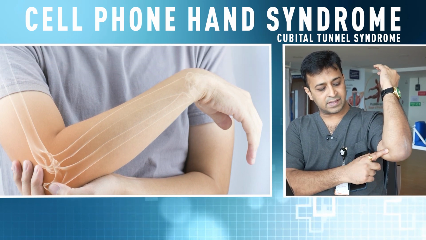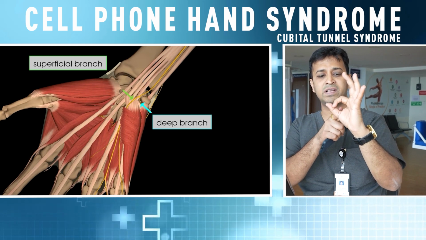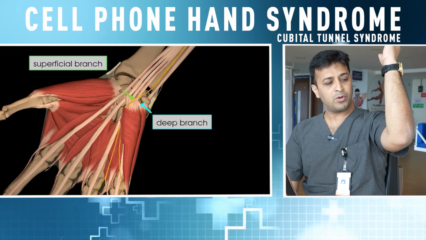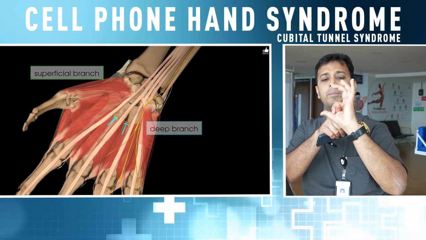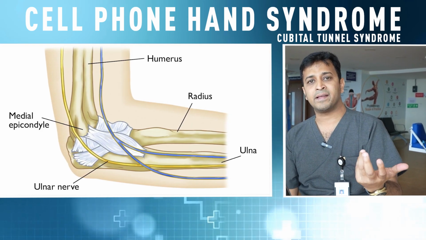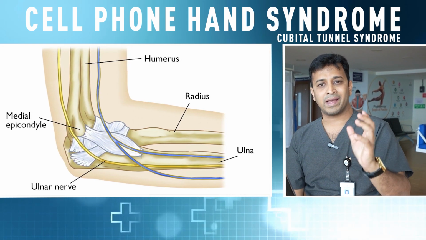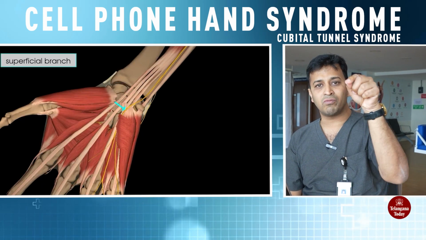And here there will be a tunnel. Tunnel means a small hole, and the nerve passes through this hole. When you bend your elbow, the tunnel size decreases and the pressure on the nerve increases. Moreover, the nerve has a blood supply. When you bend a lot, the blood supply to the nerve also decreases.